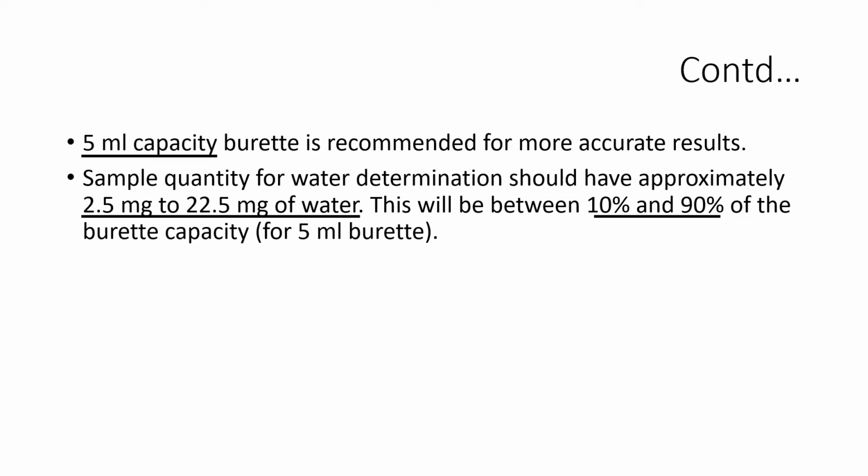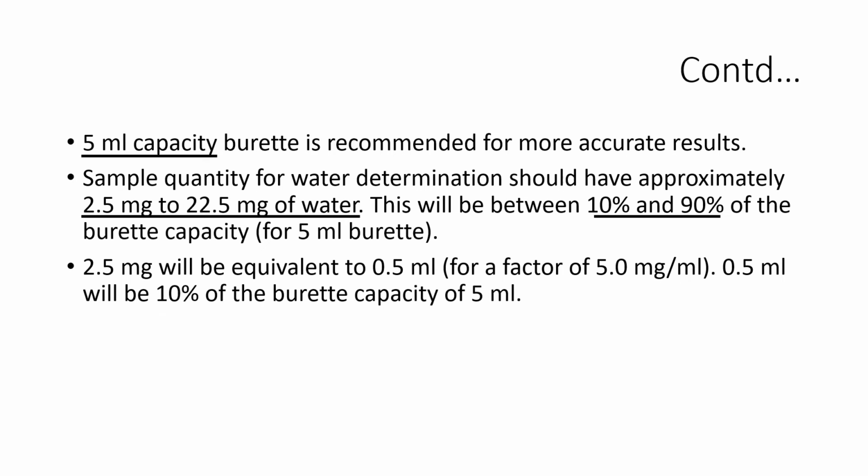Sample quantity should be taken in such a way that it contains at least 2.5 milligrams of water, or 22.5 milligrams of water on the maximum side. 2.5 milligrams will be equivalent to 0.5 ml for a factor of 5 mg per ml. So 0.5 ml will be 10% of the burette capacity of 5 ml.